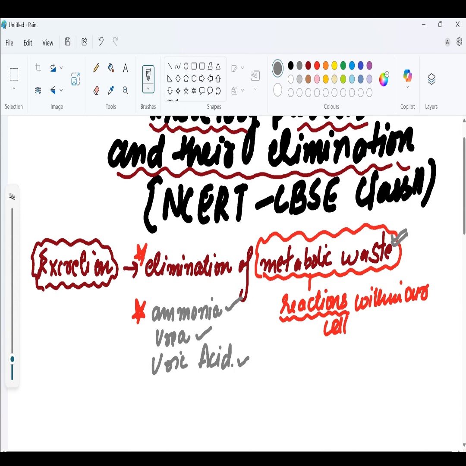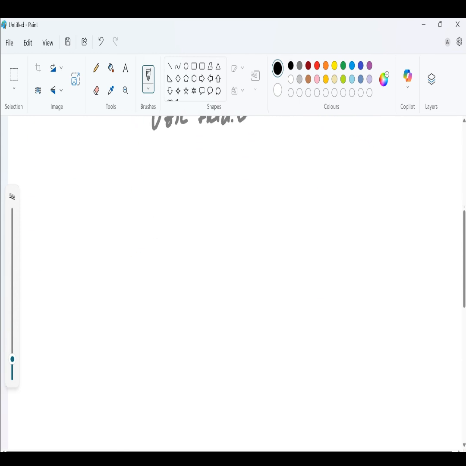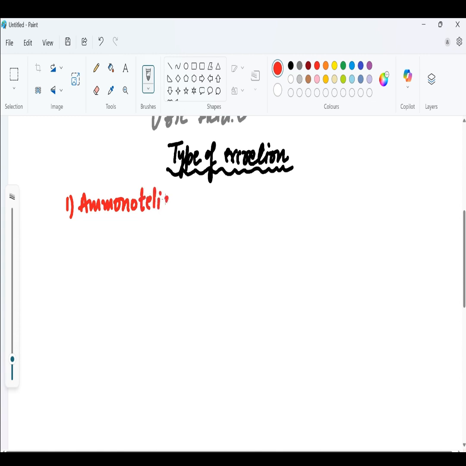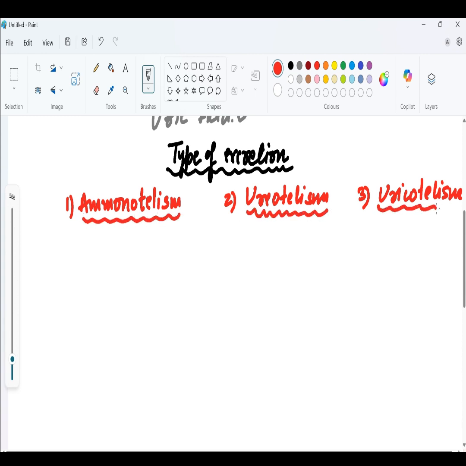Now moving on to types of excretion. The next thing we have to understand here is the different types of excretion. We basically have three types. First one is ammonotelism. Second one would be ureotelism. And third one would be uricotelism. So we have three types of excretion: ammonotelism, ureotelism, and uricotelism.